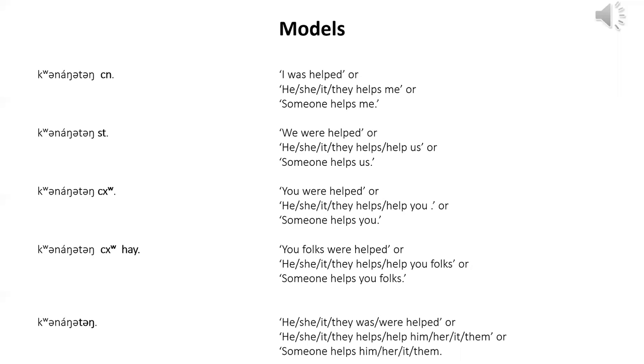So let's review the models for the object pronouns listed in the object pronoun video. Notice that there are no examples given for "he, she, it, they help me," or for "he, she, it, they help you." To translate English sentences with a he, she, it, or they into Klallam, you must use a passive sentence. There is no way in Klallam to say a sentence meaning "he helped me" except with the passive. The last of the models shows the only situation in which the passive is optional, as in English. The passive is optional only if both subjects and objects are he, she, it, they.